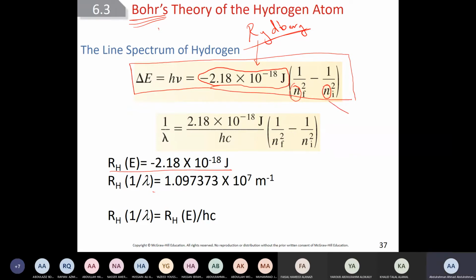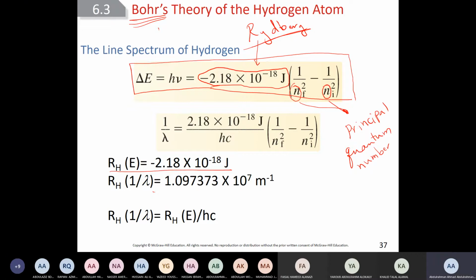What is n? Principal quantum number. We discussed this yesterday. You don't forget, don't remember anything? All right. Rydberg, as I said, don't memorize it. It's available in your book.